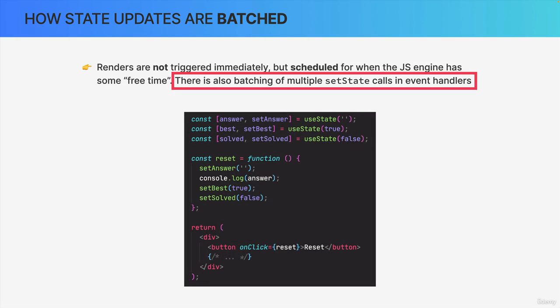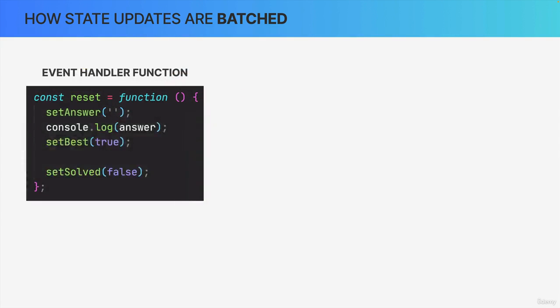example. So here we have three pieces of state defined using the useState hook, and we also have a button in the user interface. Then, whenever there is a click on the button, the event handler function named reset is called. In this function, the three pieces of state answer, best, and solved are basically reverted back to their original state. And therefore, this function is called reset. Now, actually, this is the part that interests us in this lecture. And so let's now focus only on the event handler function.